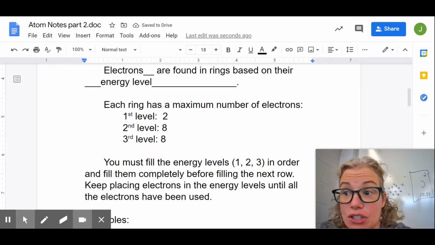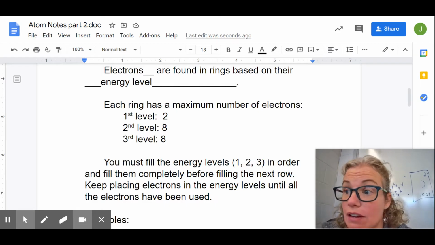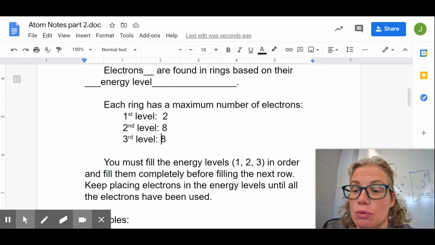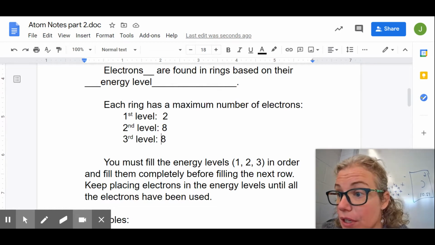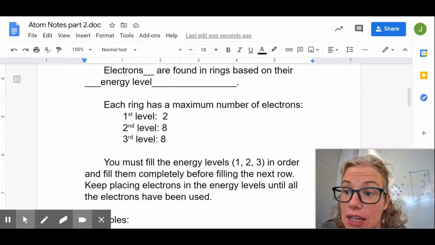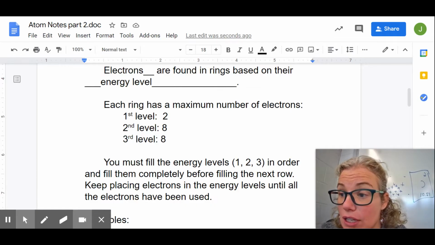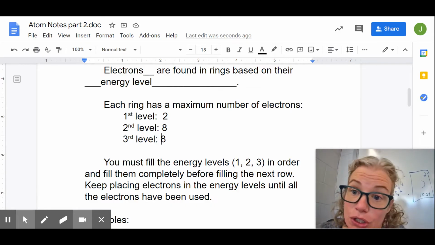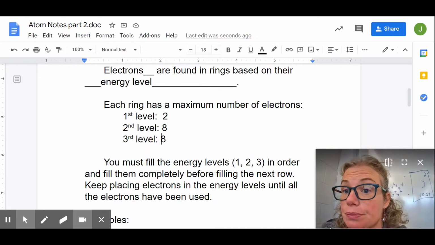So you must fill in these energy levels in order and fill them up completely before filling in the next row or next energy level. Keep placing electrons in energy levels until all the electrons have been used. So let me show you some examples.